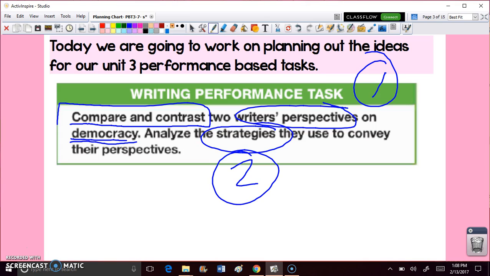So your comparison and your contrast can either be comparing and contrasting their perspectives, or you can compare and contrast the strategies they use. For example, if you choose two authors who have the same perspective and there's nothing to contrast, then your contrast should be in the strategies. There should be some similar strategies that they use, but then also some different strategies.